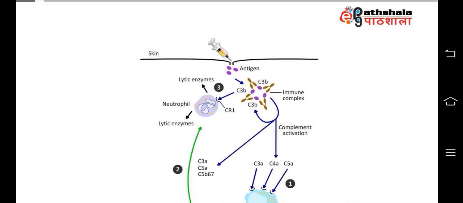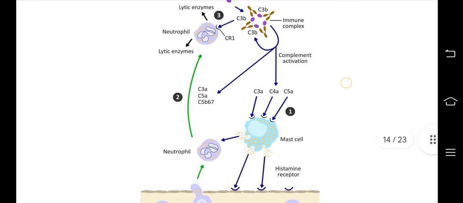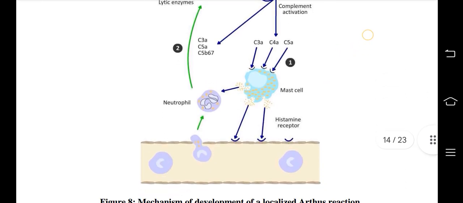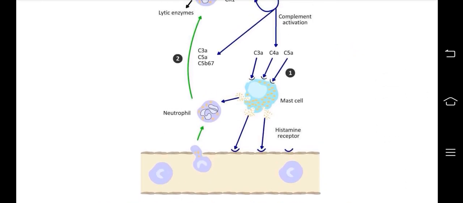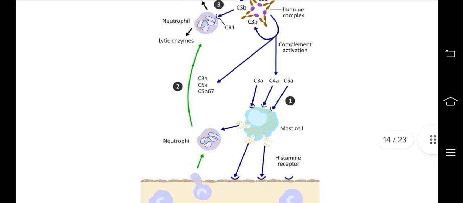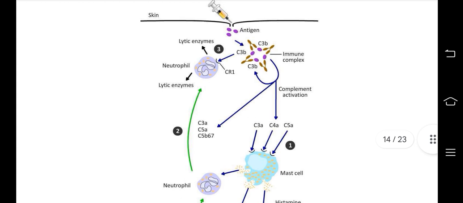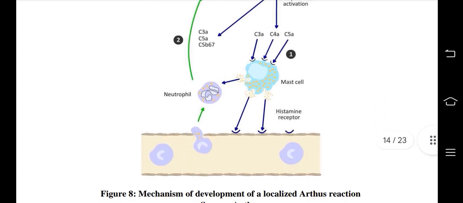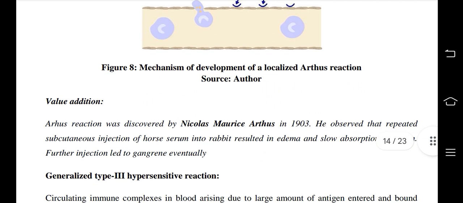Lytic enzymes, antigen, mast cell, histamine receptor, neutrophil, C3a, C5a, C5b, 6, 7, lytic enzymes, neutrophil, lytic enzymes, immune complex, complement activation. Mechanism of development of localized Arthus reaction.